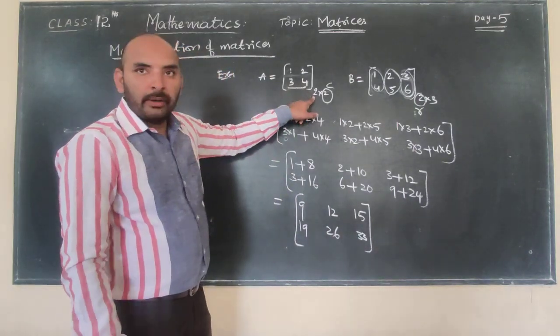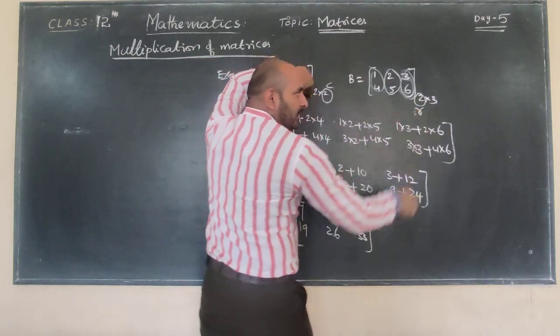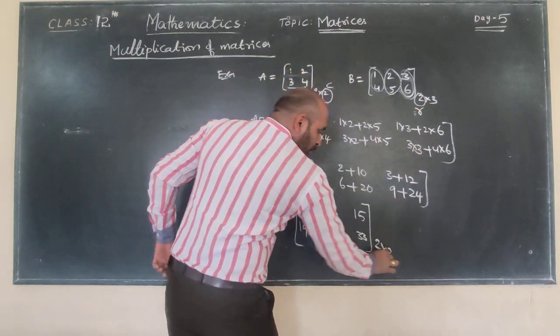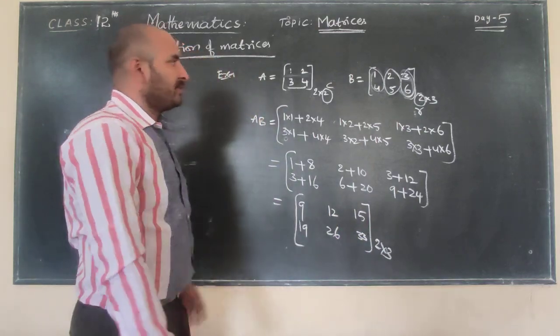What is the order of this matrix? The resultant matrix order is 2 rows and again 3 columns. This is the resultant matrix.